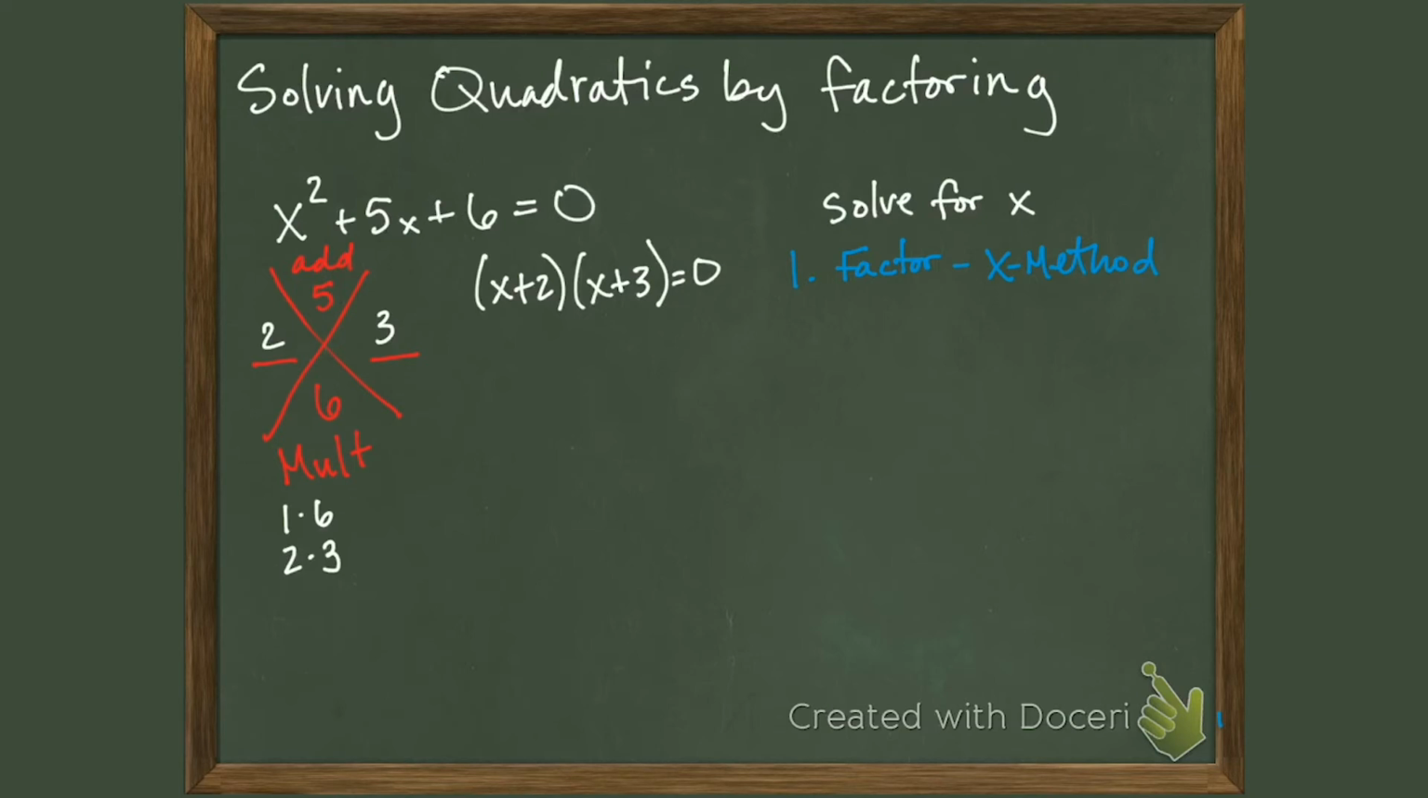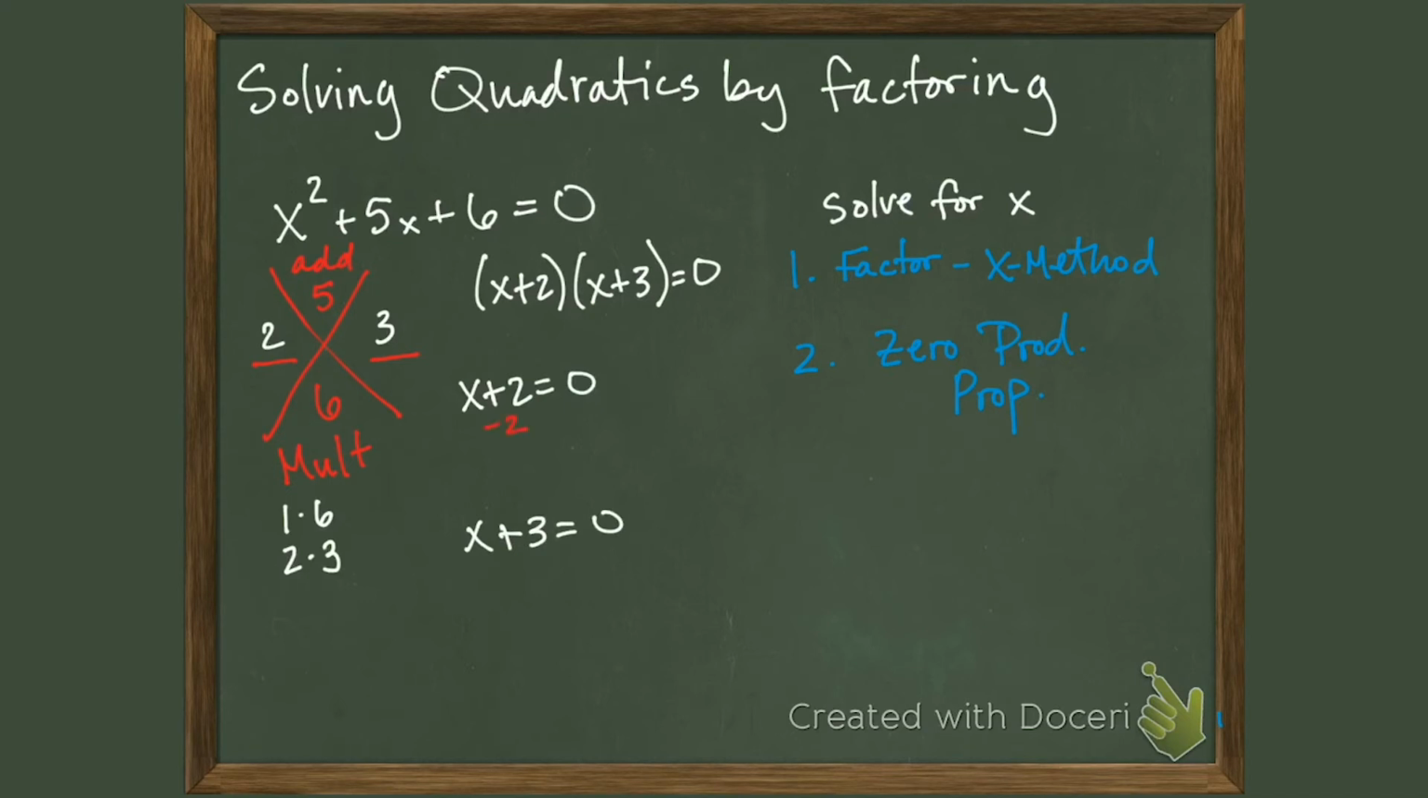I have to solve, so we need to figure out what is x. Step 2. We need to use the zero product property, which we did a couple weeks ago. Zero product property says if we're multiplying 2 things together or multiple things together and they equal 0, then one of those things has to be 0. So what I'm going to do is set x plus 2 equal to 0 and x plus 3 equal to 0.